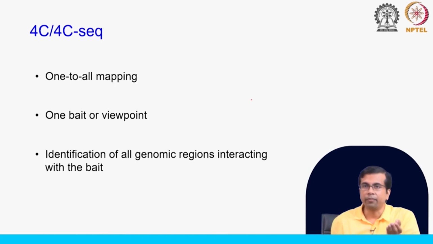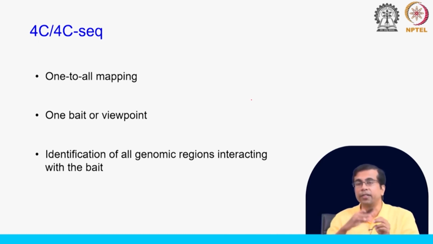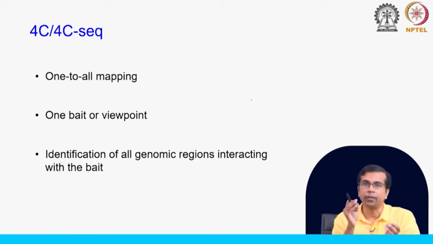So, what you see from this discussion is that 4C is one to all mapping, right. We have one bait or viewpoint sequence, and we are looking at interaction of this region against all genomic regions, right. So, we are identifying genomic regions that interact with this bait region. So, this is a one to all mapping.